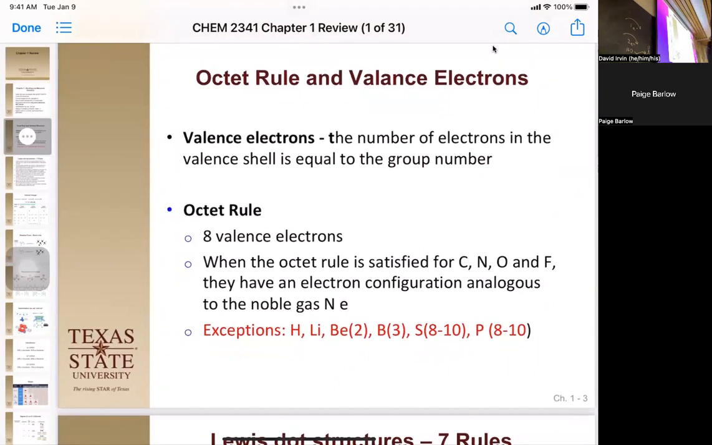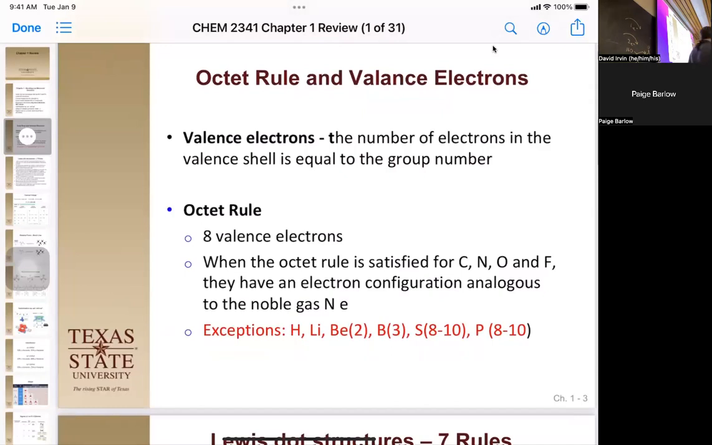Okay, so I'm going to start with valence electrons, because valence electrons are the most important. They're the ones that do bonding. We need to try to have our Lewis-Dot structures have 8, except for the exceptions. Our exceptions are hydrogen, lithium, beryllium, boron, sulfur, and phosphorus, and those are the numbers of electrons they might have. Obviously, hydrogen and lithium only have 2 because they only have a 1s shell.